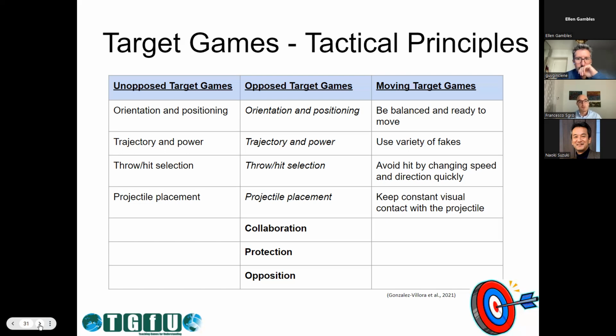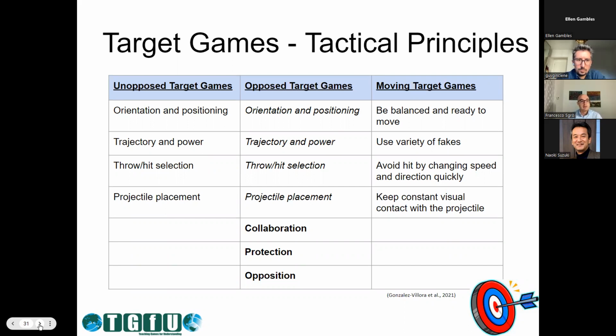For opposed target games, we can see in the table the same tactical principles that I have discussed before, but we have three principles in addition. The first, collaboration, which means helping a teammate to push his or her ball closer to the target area. Protection, which means placing a ball to protect another ball that is nearest the target area. And finally, opposition, which means throwing a ball against an opponent's ball to keep it away from a target area.